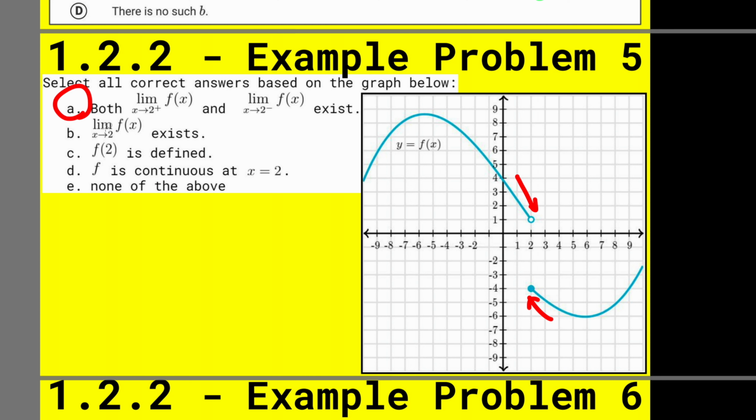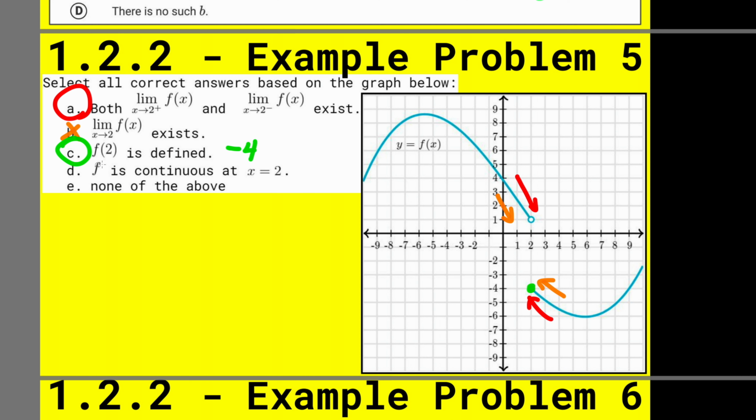The next one, it says the limit as you approach 2 exists. That one does not, because this one does not equal that one. So because they're not equal, the limit does not exist at x equals 2. F of 2 is defined because you can see it right there. It's defined right there as -4.